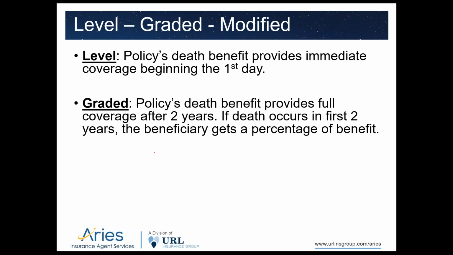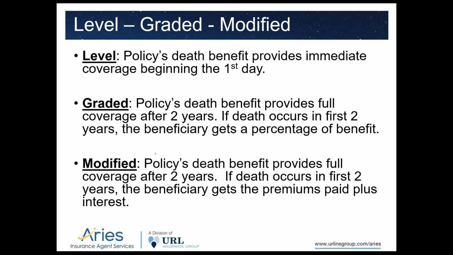Now with these graded plans, we'll also learn about modified plans. Modified plans are basically like a return of premium plus interest. Again, if the client's health keeps them from getting a level or graded plan, modified is typically your guaranteed issue plan. That's where a policy's death benefit provides full coverage after 2 years. Now, if death occurs in the first 2 years, the beneficiary gets the premiums paid plus interest. Some of the guaranteed issue plans that we sell here are from companies like AIG and Gerber. So if death occurs in the first 2 years, the beneficiary is going to get a return of all of the premiums that have been paid into the policy plus 10% interest.